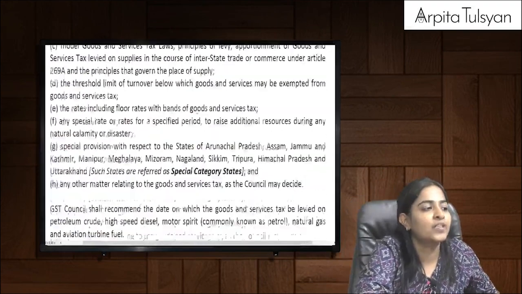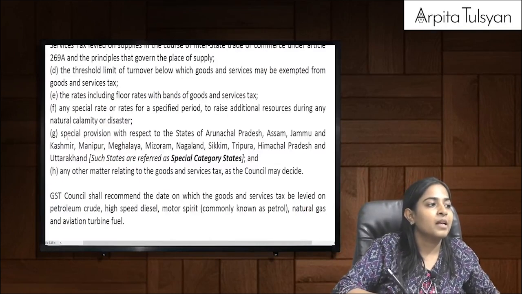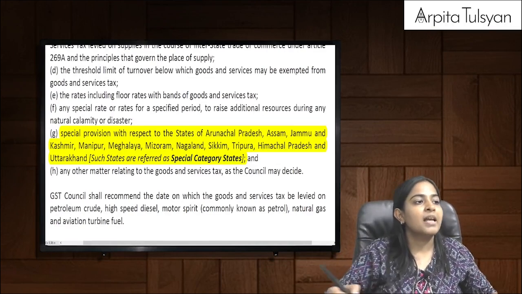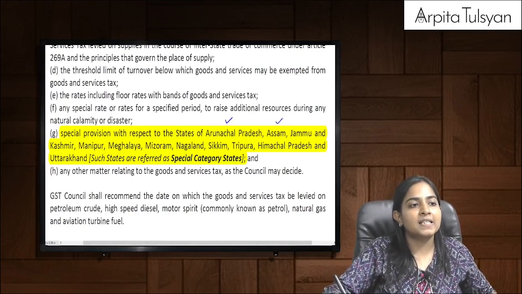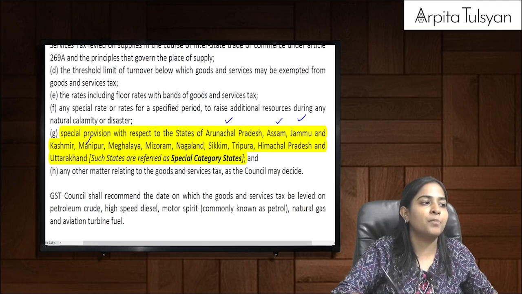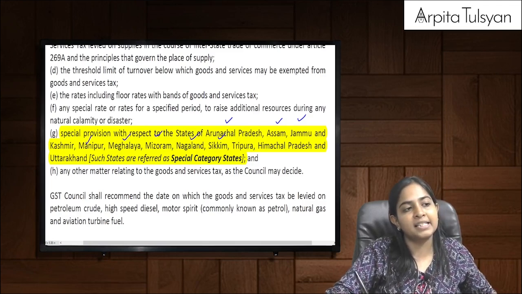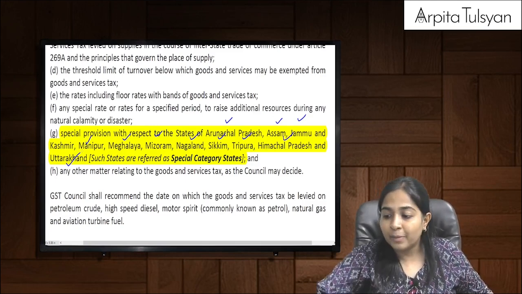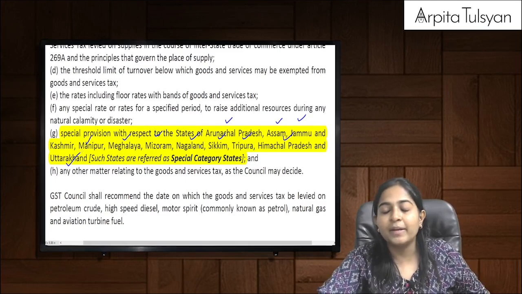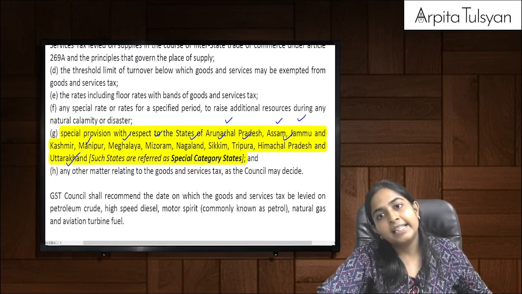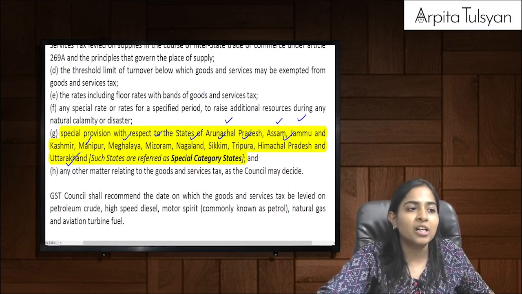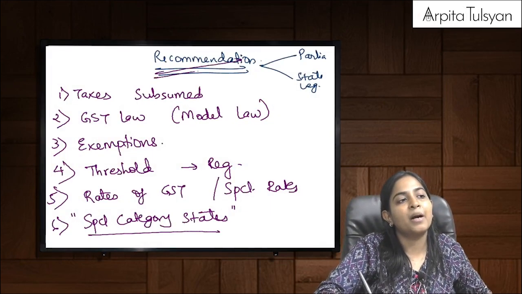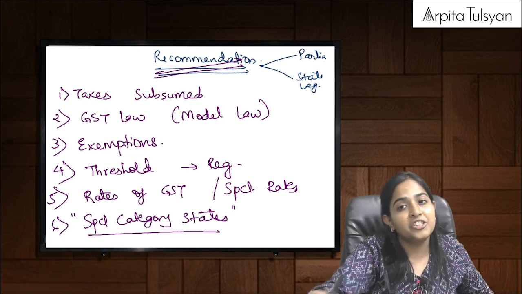I'll just show you the list of these states. Here it is, special provision. Can you see this? I have highlighted this. Arunachal Pradesh, Assam, Jammu and Kashmir, Manipur, Meghalaya, Mizoram, Nagaland, Sikkim, Tripura, Himachal Pradesh and Uttarakhand. They will be categorized as special category states, and for them we will make some special provisions. For these matters, recommendation can be given by the GST Council.